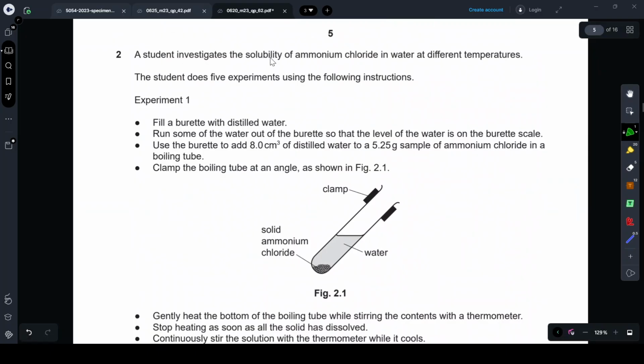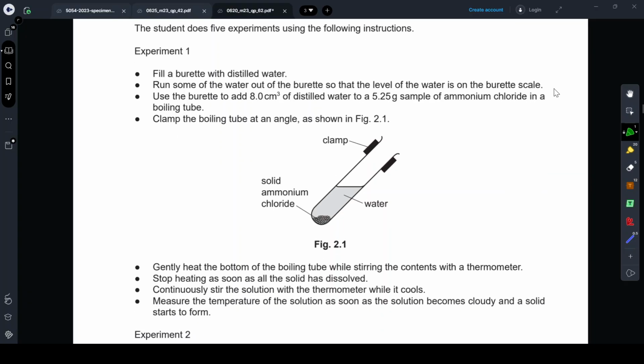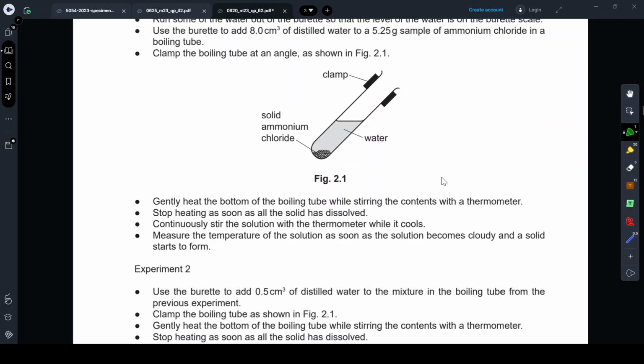A student investigates the solubility of ammonium chloride in water at different temperatures. The student does 5 experiments using the following instructions. So, initially, experiment 1, fill a burette with distilled water. Run some of the water out of the burette so that the level of the water is on the burette scale. Use the burette to add 8 centimeter cube of distilled water to a 5.25 gram sample of ammonium chloride in a boiling tube. Clamp the boiling tube at an angle as shown in figure 2.1. So you've got solid ammonium chloride, you've got water, right? It's at an angle clamped to a stand.